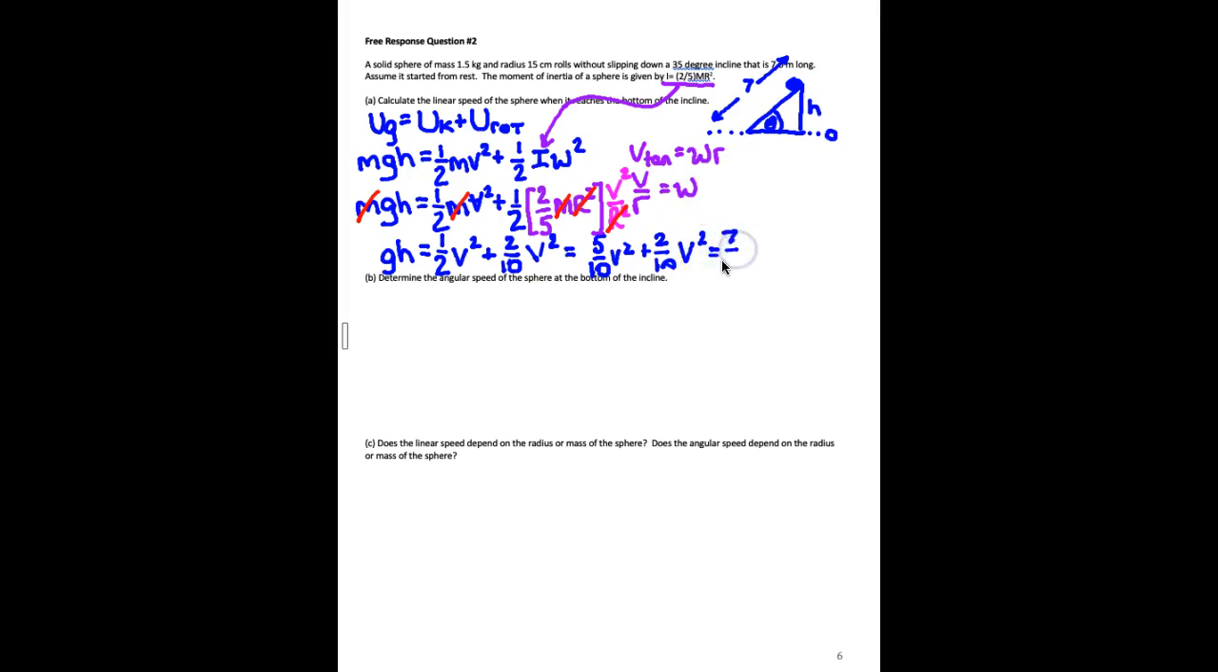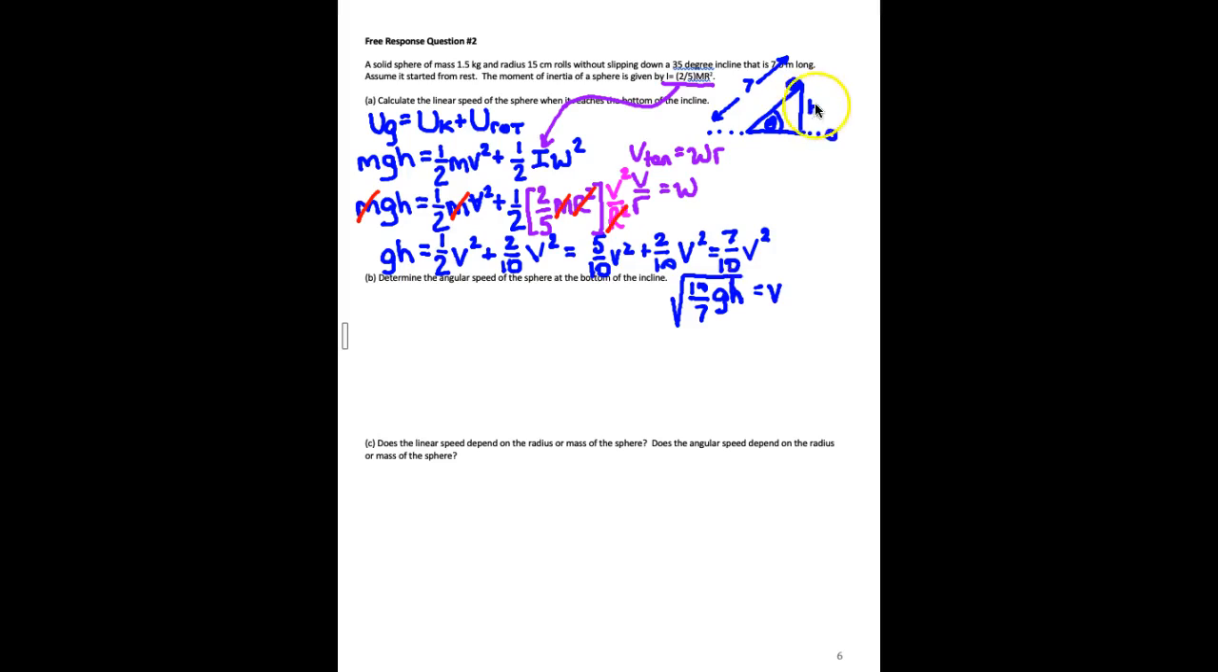So in this problem, I'm calculating the linear speed at the bottom. Really, v, right? V tan. So I get gh is equal to 7/10 v squared. And so in this final expression, I'll just multiply both sides by 10 over 7. And so I get 10 divided by 7 times gh is equal to v squared. And so I'll take the square root of both sides. So I get root 10/7 gh is equal to v.